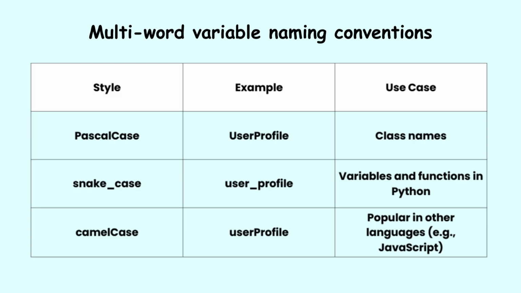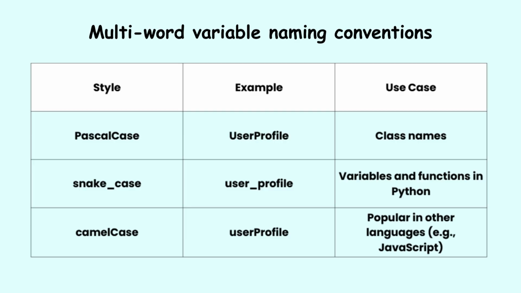Now, let's move on to multi-word variable names. Python doesn't enforce a strict style for these. But staying consistent is important. Here are 3 common naming styles. Pascal case is used for class names. Each word starts with a capital letter. There are no underscores.